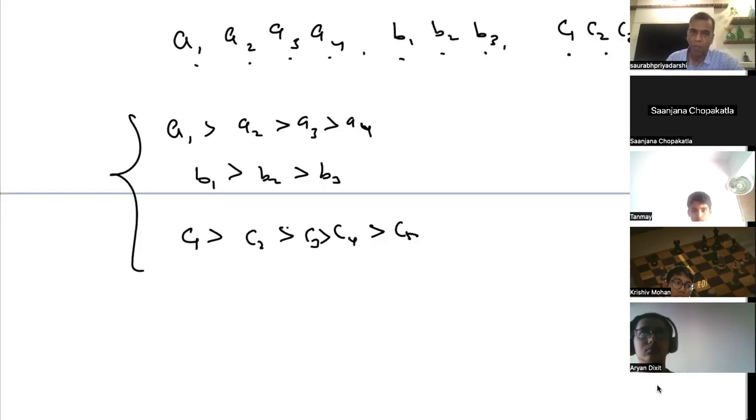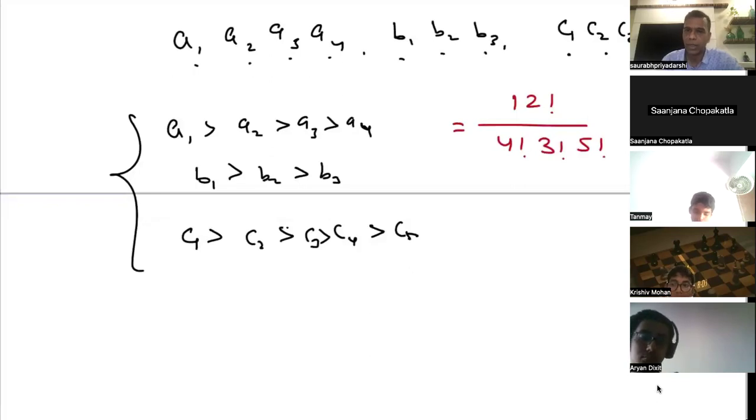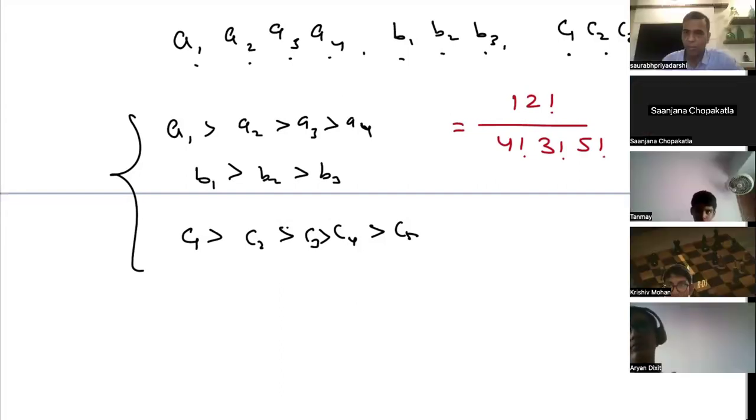Right? Anyone? Answer of this? 12 factorial upon 4 factorial upon 3 factorial upon 5 factorial. Is this okay? Is this okay, everyone? Sanjana, Rishabh, Aryan, Tushar? Yes. Yes. Is this okay, everyone?